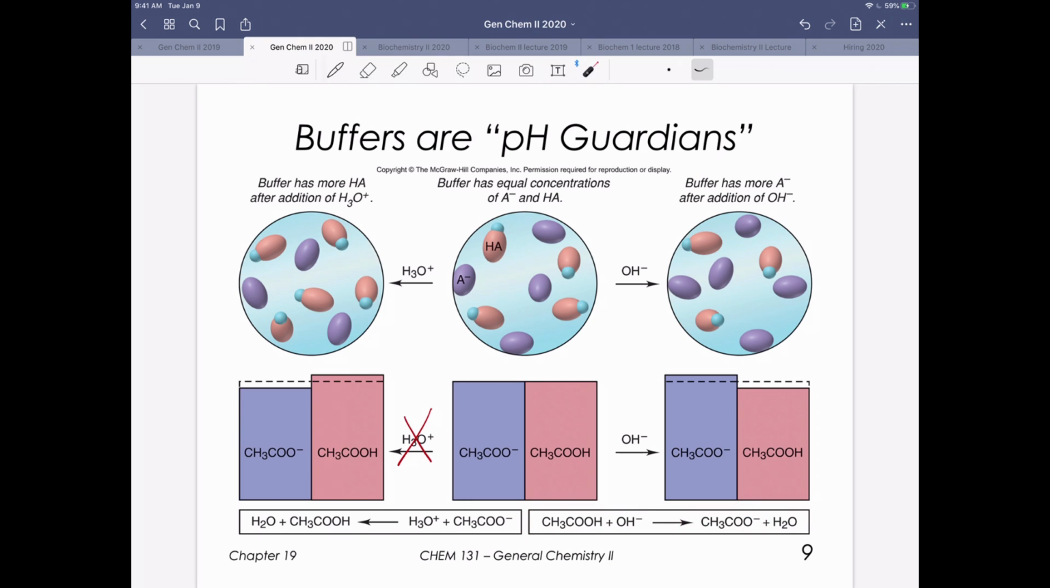We're going to generate a little bit more of our base army, sacrificing a little bit of our acid army, but in doing so, we neutralize that addition of base, and so there's minimal change in our pH because we don't have that hydroxide ion in solution. So again, think of your buffers as being pH guardians. These guys are your soldiers. They're going to react with excess or added acid or added base. They'll change their composition a little bit, but we are going to be eliminating any base or acid in solution so that we minimize the change in pH.